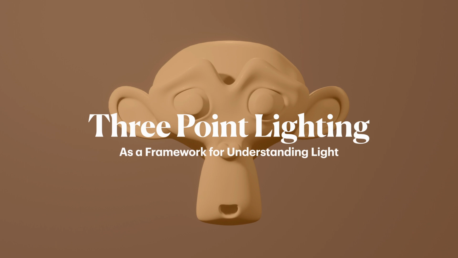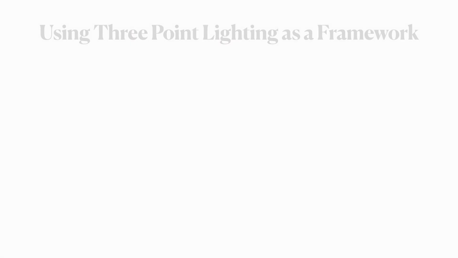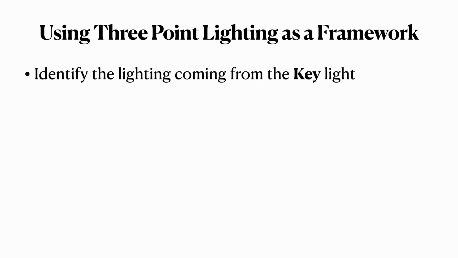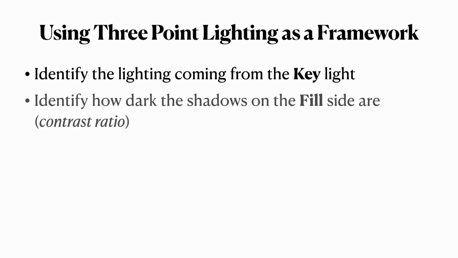So when I use three-point lighting as a framework for understanding the lighting in images, I follow a step-by-step process. First, I identify the lighting on the key side of the subject. Where's the brightest light coming from in the image? And I find the highlight on the subject, and I identify that as the key. I then try to identify how dark the shadows on the fill side are.